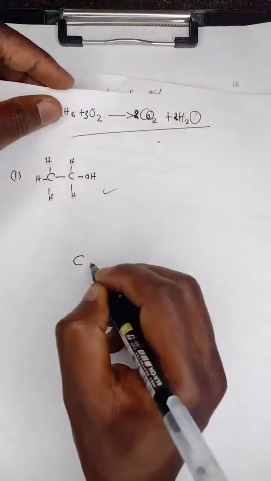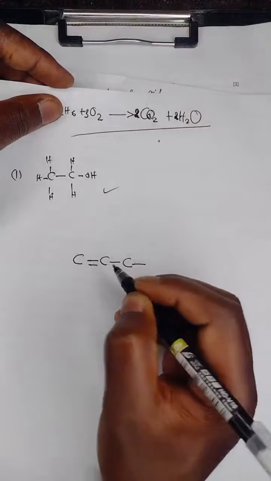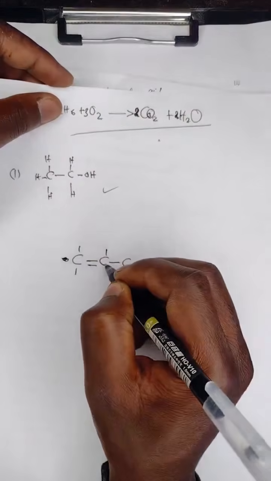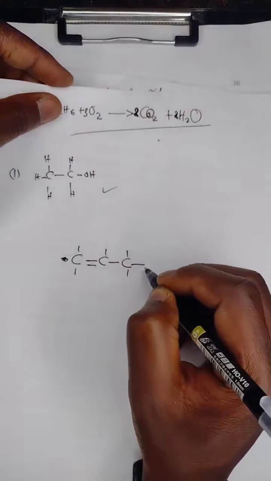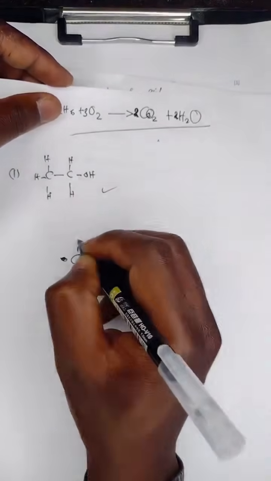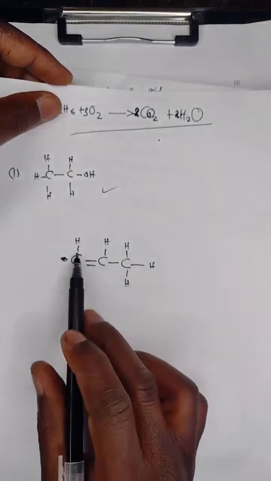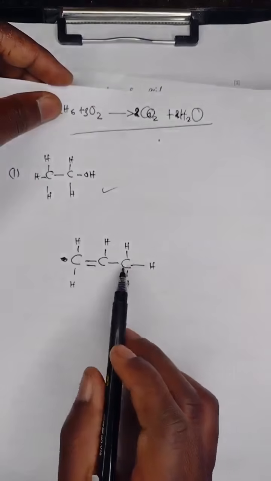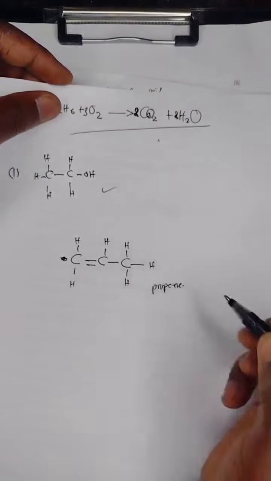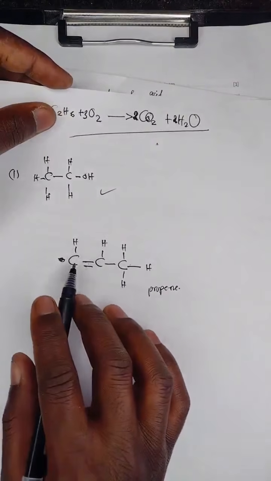So the formula of propene, you know that it's a hydrocarbon with 3 carbons. In this case, an alkene, so a double bond between 2 carbons. Bear in mind that a carbon should be attached to 4 bonds. So this one is attached to 4, this one is 4, this one is 4. So this is the structure of propene. That is how you draw it. At least between the 2 carbons, there should be a double bond.